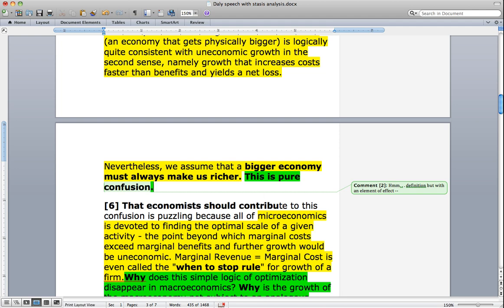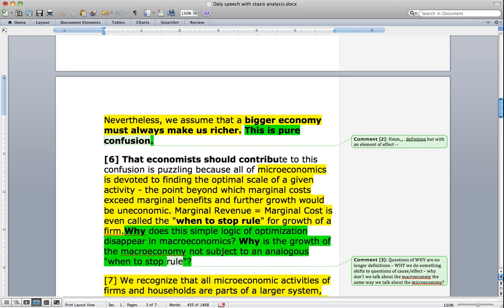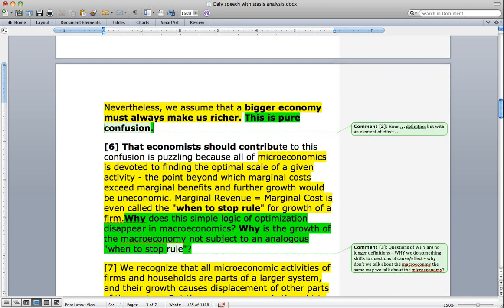So we continue to see that he's using definitional arguments into paragraph 6, where he's explaining what microeconomics is. But then as he starts to ask why we use different arguments for microeconomy and macroeconomy, even though this is still a question of existence, he's also saying, why does this simple logic of optimization disappear in the macroeconomy? Why is the growth of the macroeconomy not subject to an analogous when-to-stop rule? I'd say we certainly could say that that's an argument of existence. Why does this occur? But he's telling us that it does occur, really.